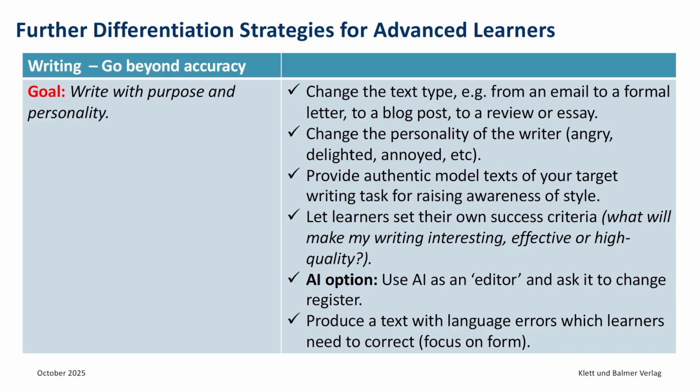Also, you can provide authentic model text. So if you want your learners to write, and this is across the board, let's say a film review, use a real film review as a model. That's like focusing on a product approach. What do they notice? You can give a model of what you would like them to produce. And also allow learners perhaps to create their own success criteria. So what will make my writing interesting or effective?